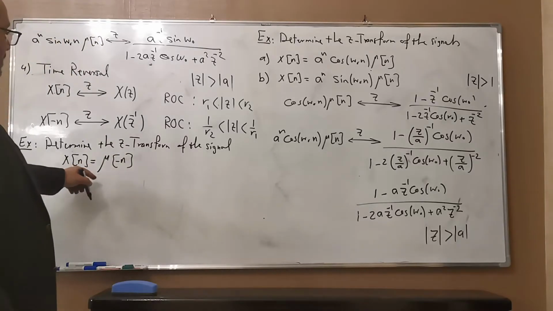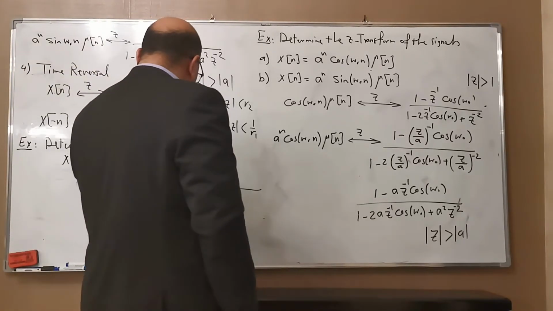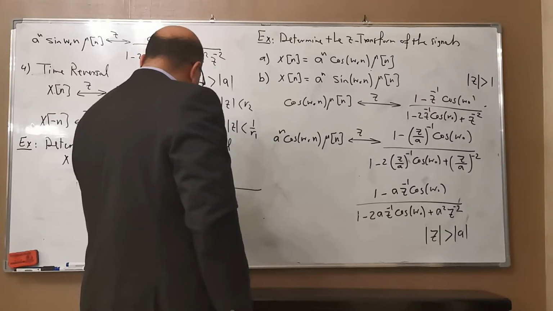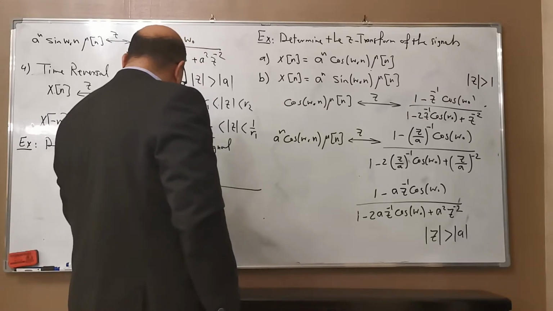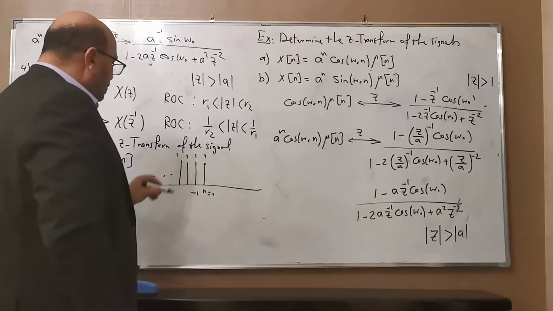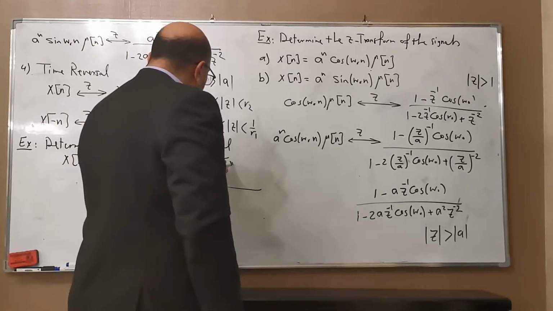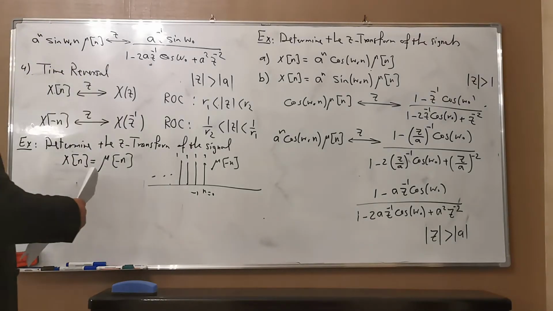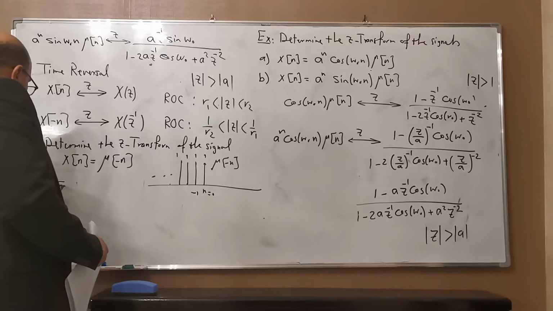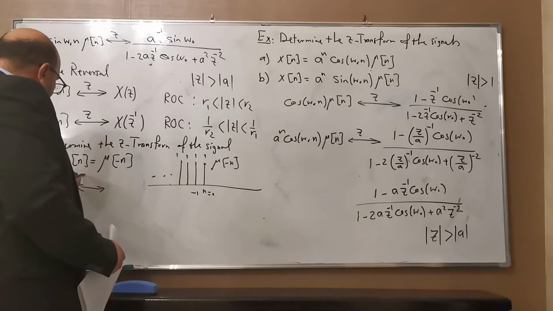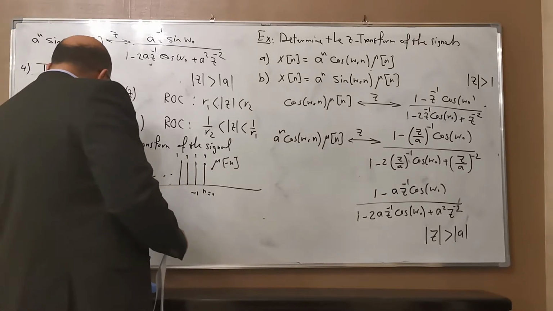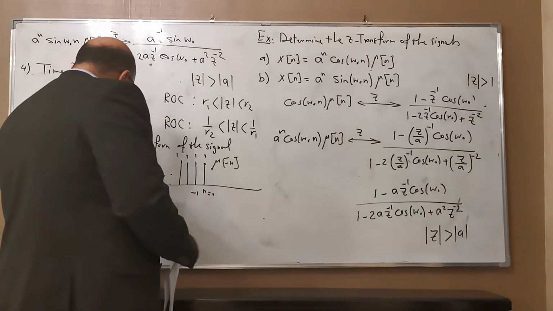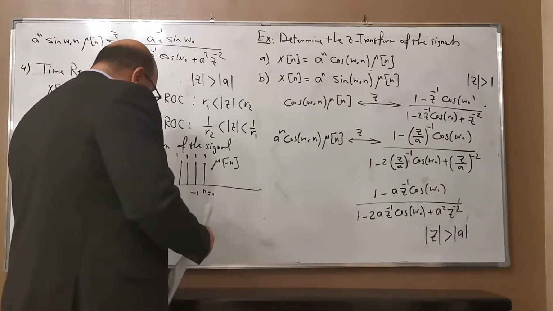Okay, so this is the sequence that has ones from n equals 0, minus 1, so this is u of minus n, ones from 0 going back to minus infinity. So here we have u of n, it has the Z transform of 1 over 1 minus Z inverse, and magnitude of Z is greater than 1.